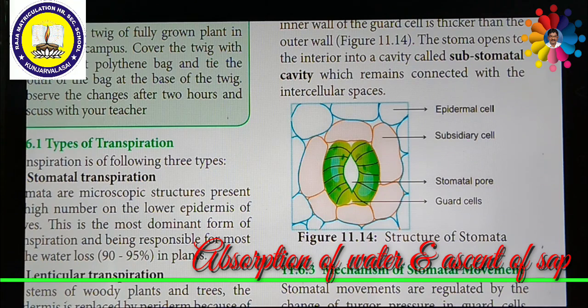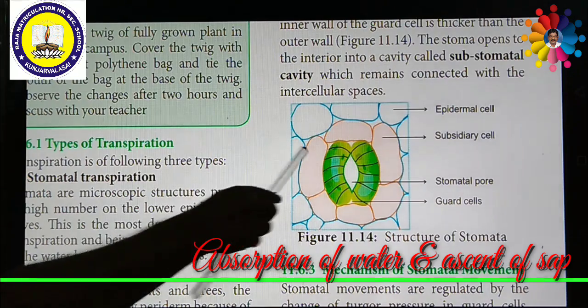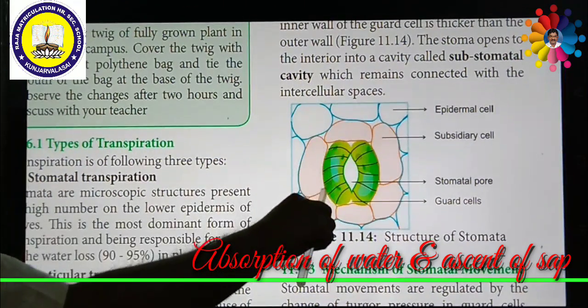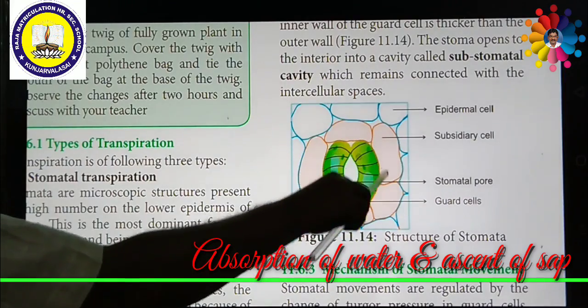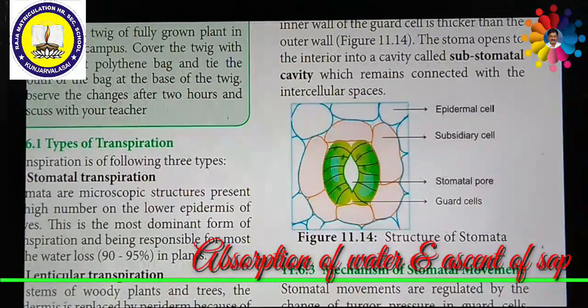So when water enters the guard cells, they swell and the unevenly thickened wall stretches up, resulting in the opening of stomata. This is due to the concave non-elastic nature of the inner wall. So there are two ways: it is concave, it is convex. Inside concave, outside convex. So this is due to the concave non-elastic nature of the inner wall.